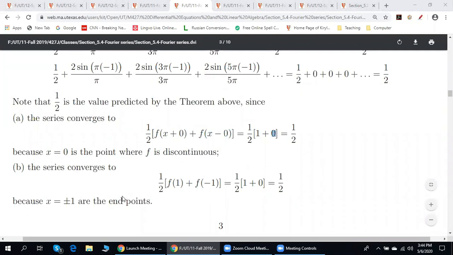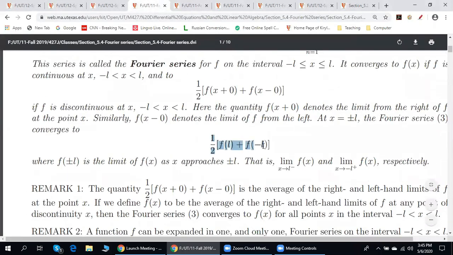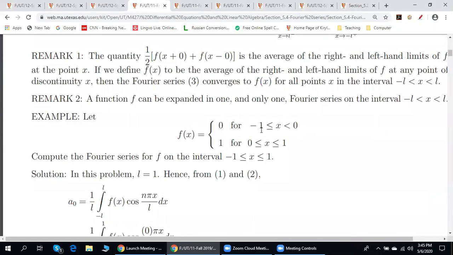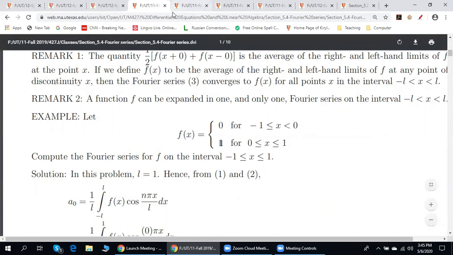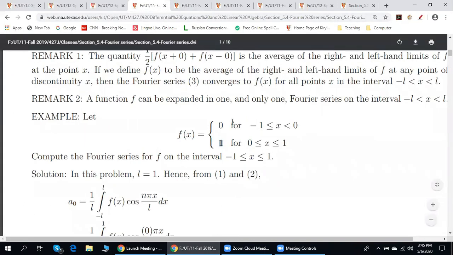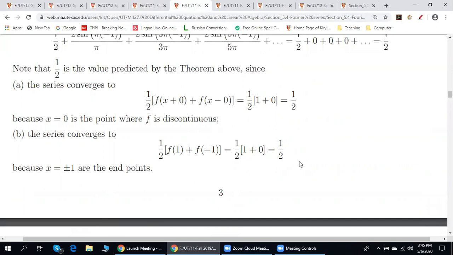Lastly, talking about the endpoints, we apply this formula, where both are limits again. Now, looking at our function, f of 1 is 1. It's exactly what we have here. And f of -1 is 0. It's exactly what we have here. Again, we have 1/2. Guys, any questions here?